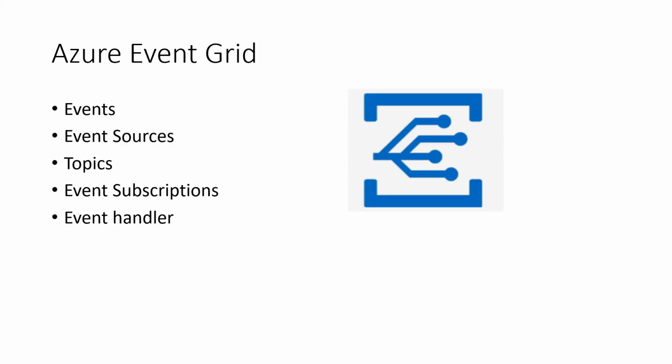So the main components of Azure Event Grid are events, which are the events themselves, the event sources, which we just saw, the topics, which are the endpoints to which the publishers can send the events. The event subscriptions are again the endpoints of event handlers. And then we have the event handlers, which are the different services which can handle the events.